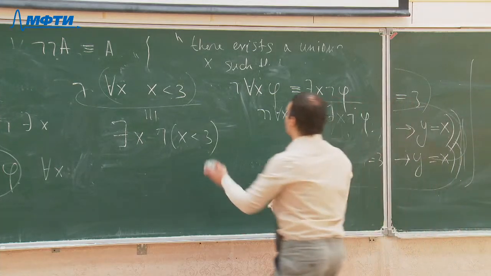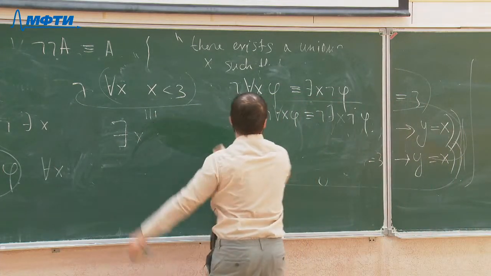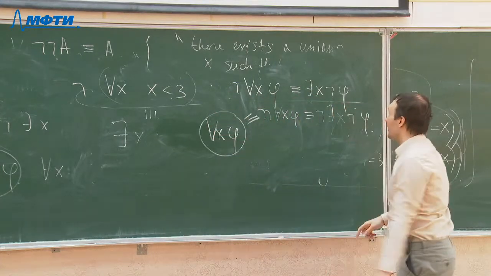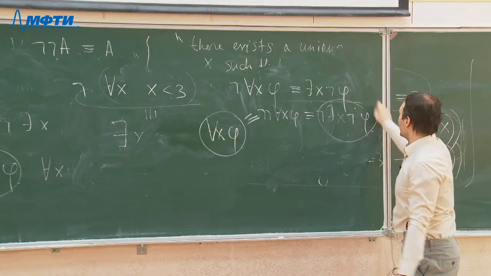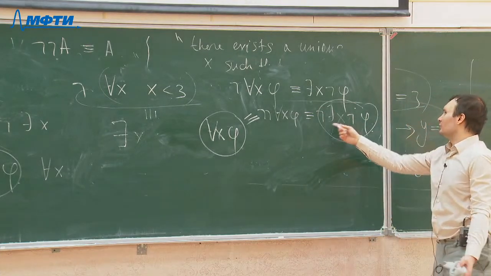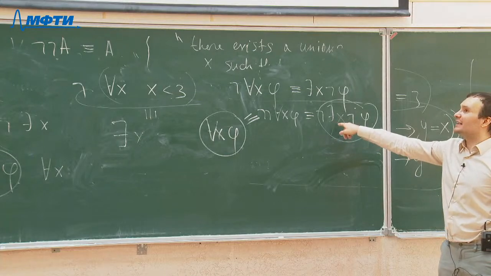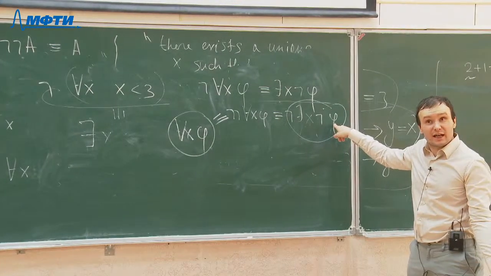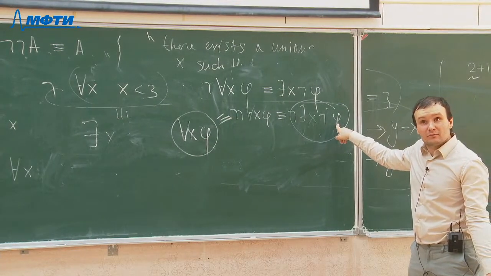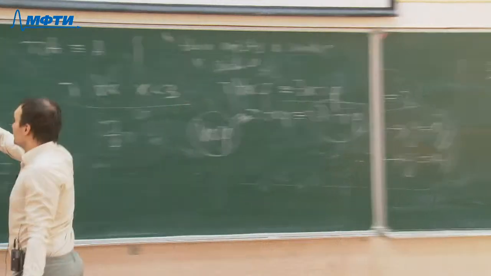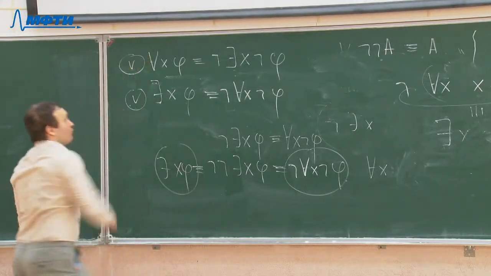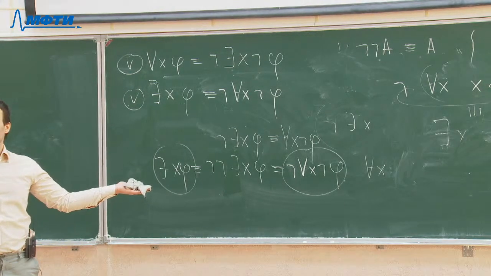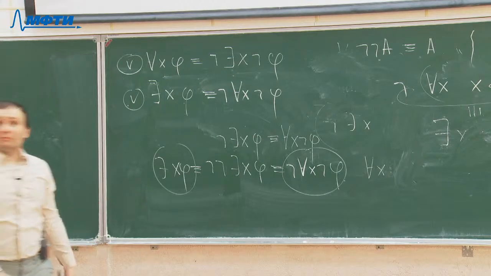But double negation may be cancelled from a formula. So for each x, phi holds, that is equivalent to the following: it's not the case that there exists some x for which phi does not hold. Is it clear? That's exactly our first formula. Any questions?